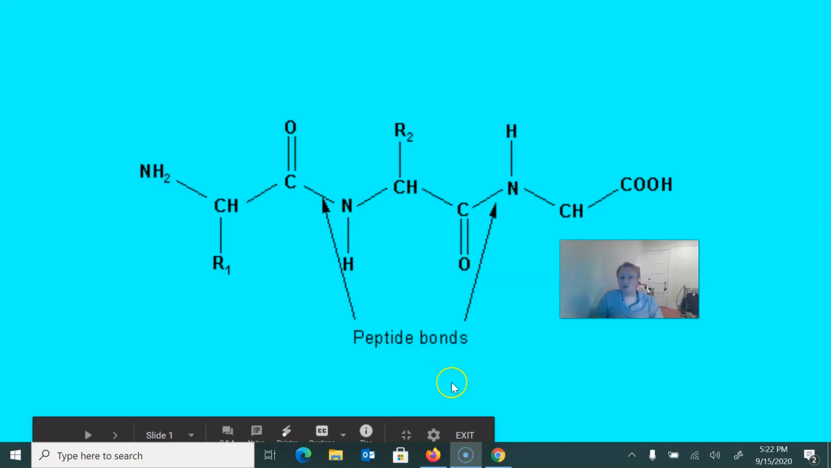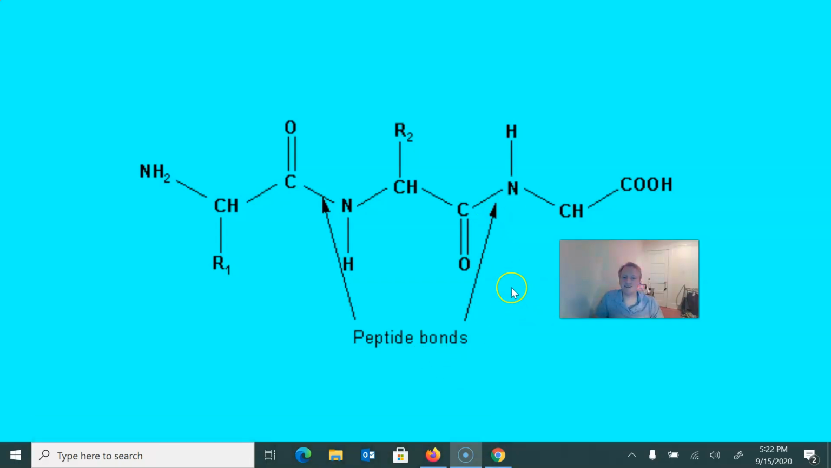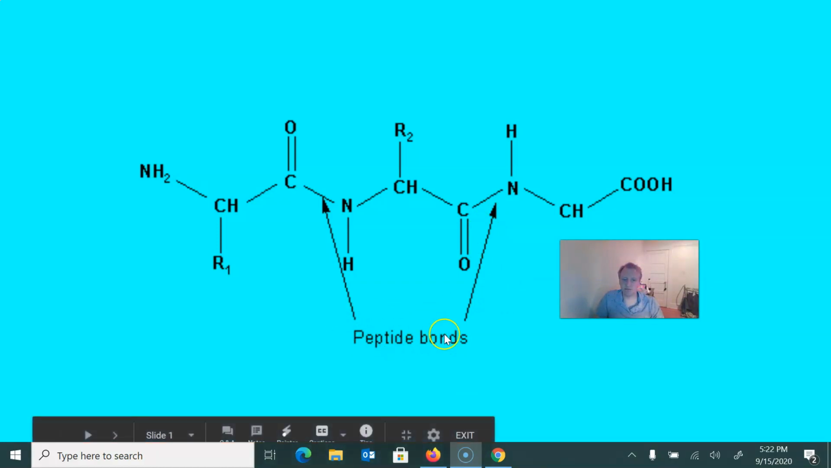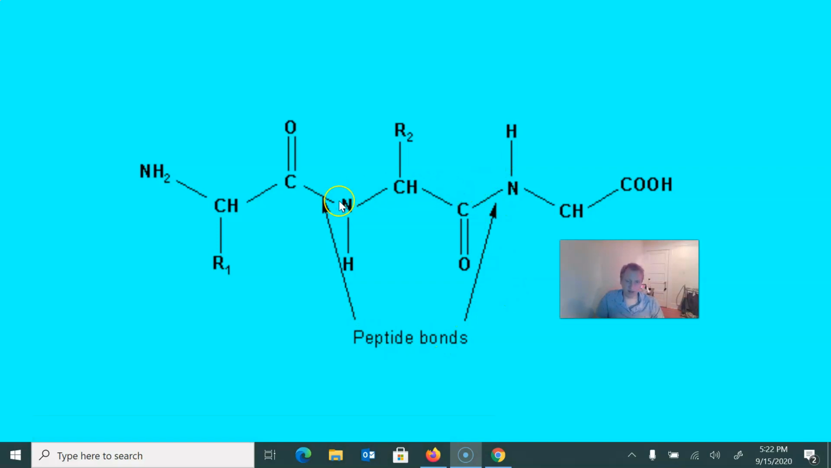So here you can see, and this is kind of cheap actually, because it says peptide bonds right here. And if you see a peptide bond, you know immediately that you're looking at a protein. The big clue here, though, is that there are nitrogens here. I'm not expecting you guys to know necessarily what a peptide bond is, but if you see a bunch of stuff stuck together and there are nitrogens involved in it, you're looking at a protein. Okay, so this is a protein.